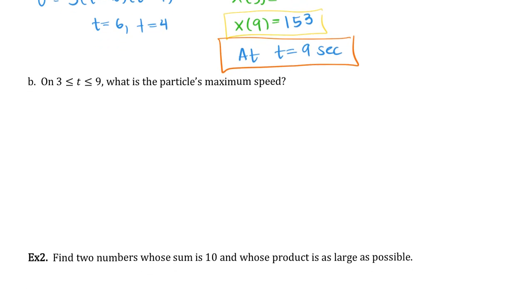Okay, for part B, on the interval 3 is less than or equal to t is less than or equal to 9, what is the particle's maximum speed? Okay, let's think about this because they're talking about speed. They're not talking about velocity. I know that speed is the absolute value of the velocity. So let's start thinking about the maximum velocity, and then I can figure out which one's going to give me the maximum speed. What's the equation for velocity?